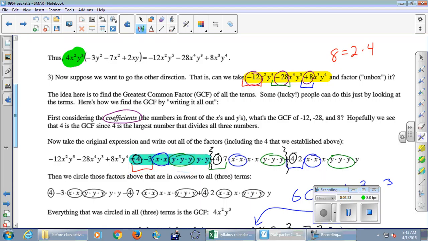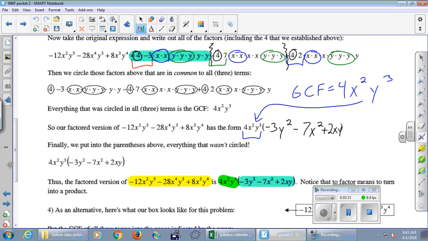And so we put that greatest common factor on the outside of some parentheses here, 4x squared, y cubed. And then what goes in the parentheses was just the stuff that we didn't circle. And so in the first, before the first squiggle, -3, y squared, that's what we didn't circle. That's what goes there, right?